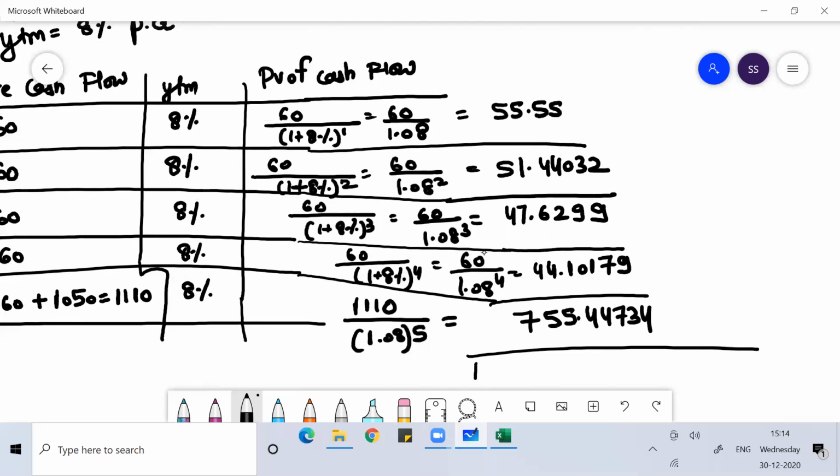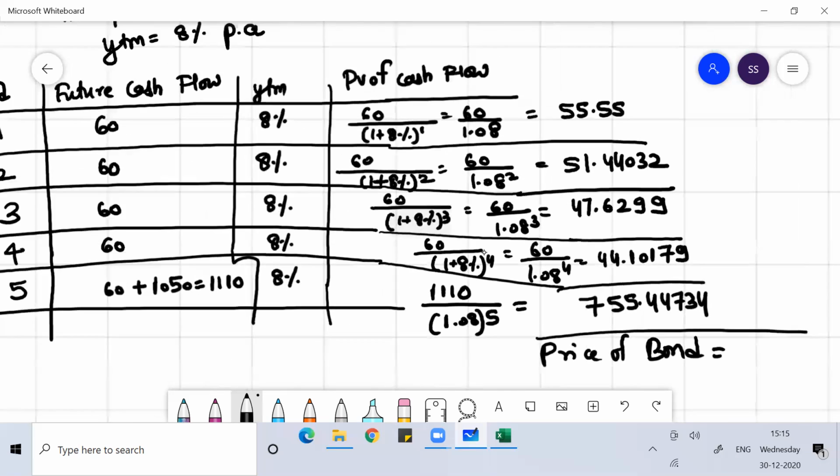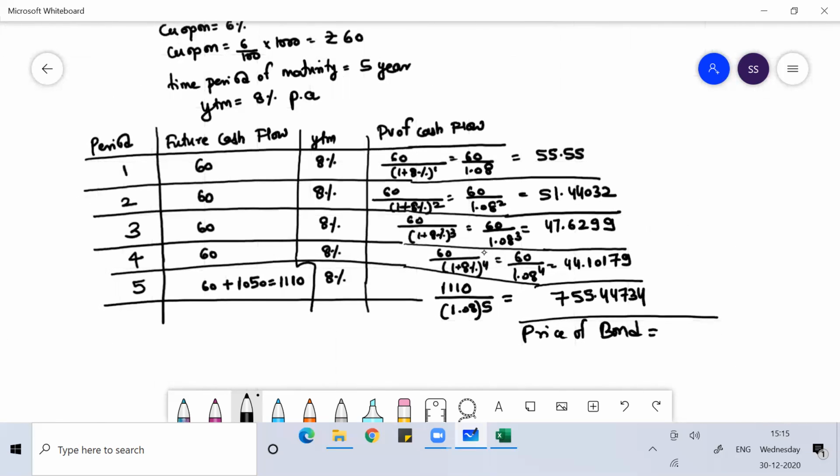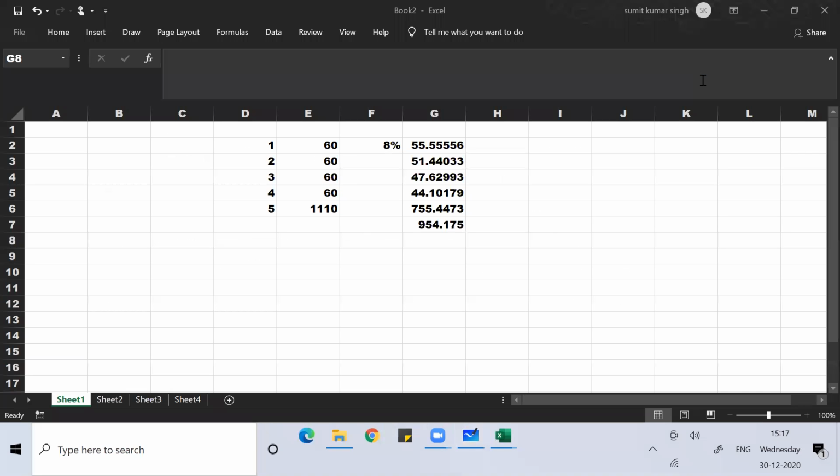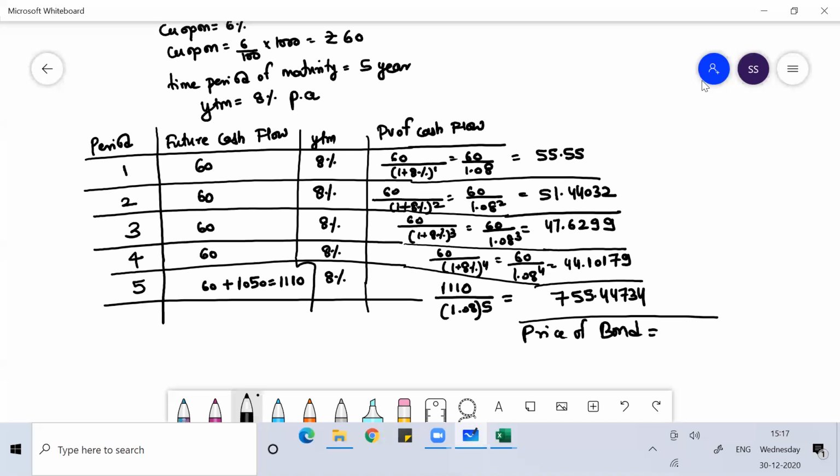So this will give you the price of the bond, the sum total of this. Everyone please do this. I believe everyone has written this down. So the price of the bond, the sum total of this, is 954.175. That is the price of the bond.